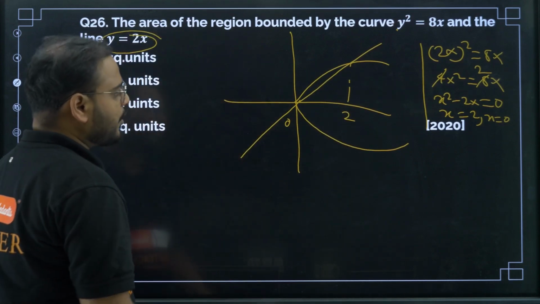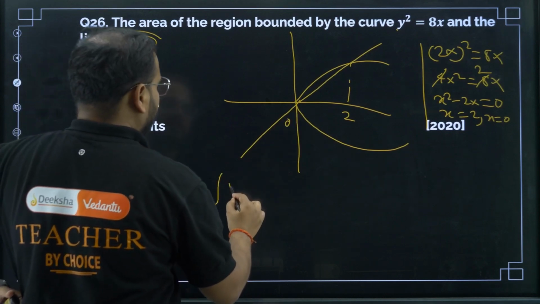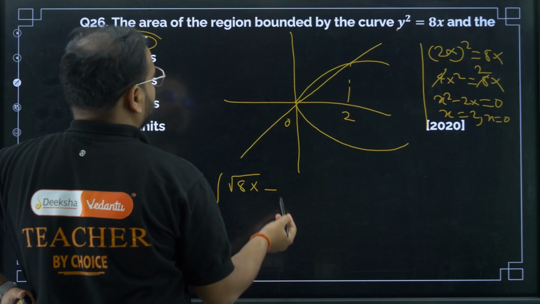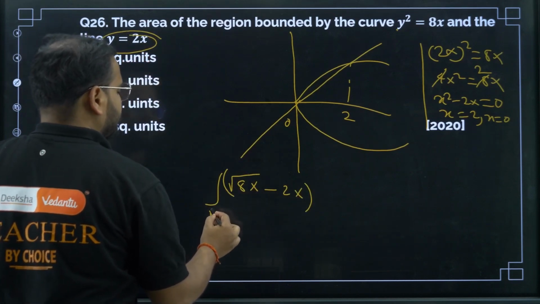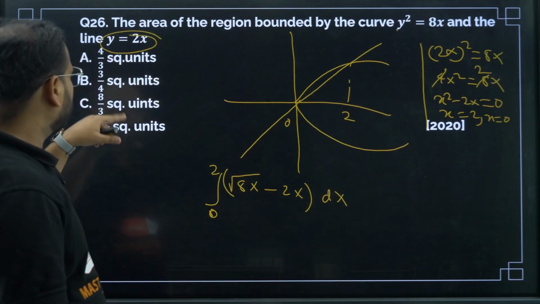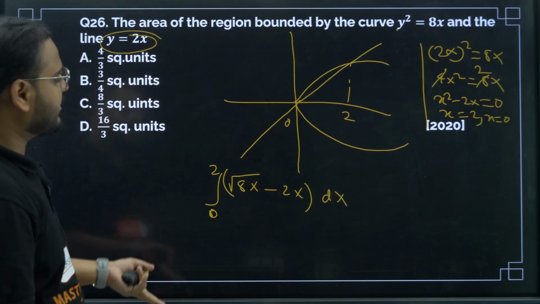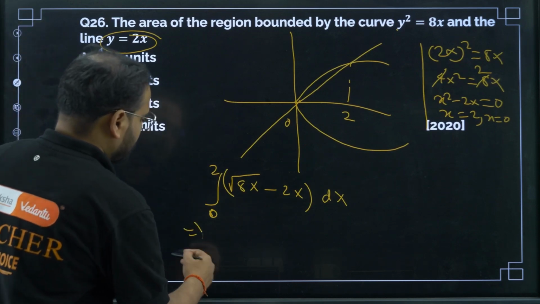Okay. Alright. Do the integration. First I'll take the parabola. So root 8x will come. Root 8x minus 2x, from 0 to 2. I've done a similar question, but I don't know which of the answer is correct, so I'm solving it anyway. I forgot the answer. I think it should be A or something, but I don't know for sure. That's why I'm solving it.